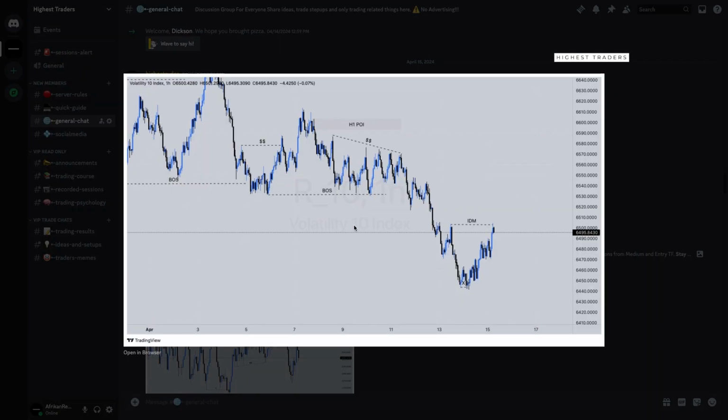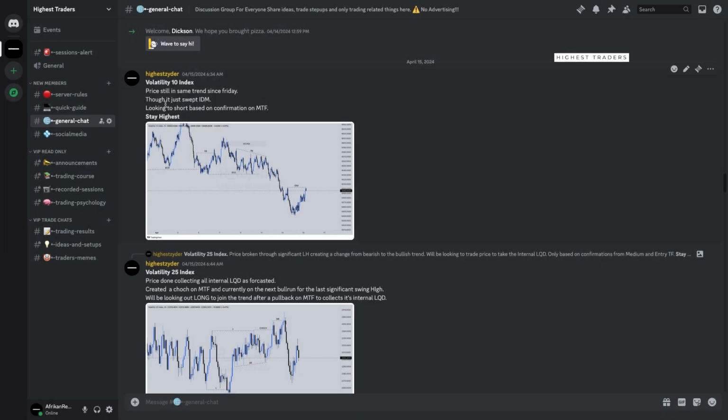You can see me identifying the inducement right here. I'm sure you can see there's a pullback here, but price only swept it, so this is not inducement anymore. This is just a pullback. This one is more significant. It's another pullback, but this is the significant pullback. So this is the inducement, right? So I said price just swept inducement, though looking to short based on confirmation on the medium time frame.